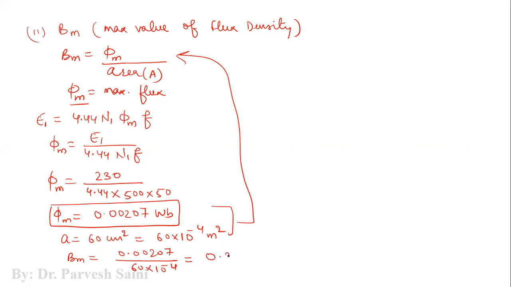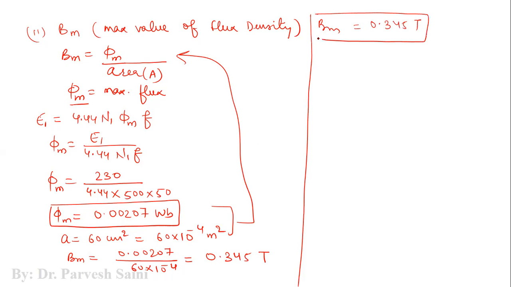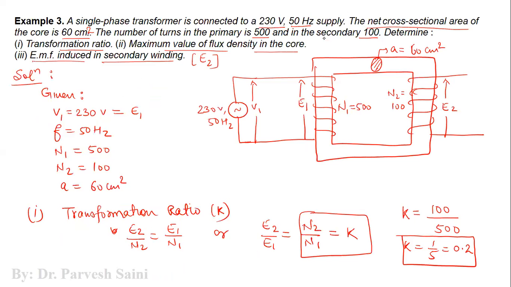So this is equal to approximately 0.345 Tesla. So the value of Bm is equal to 0.345 Tesla. Tesla is the unit of flux density. So this is the peak value of flux density that we need to calculate.